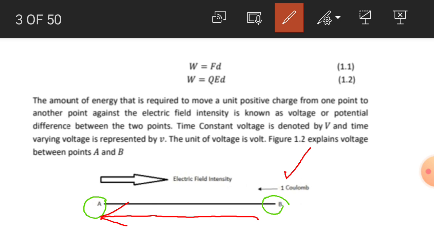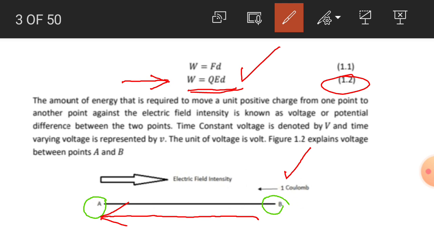So, the amount of energy which is required to move a unit positive charge from one point to another point against the field is known as potential difference. We know that this much energy is required to move a charge of q coulomb from the initial position B to the final position A. The magnitude of the charge in case of equation number 1.2 is q coulomb.